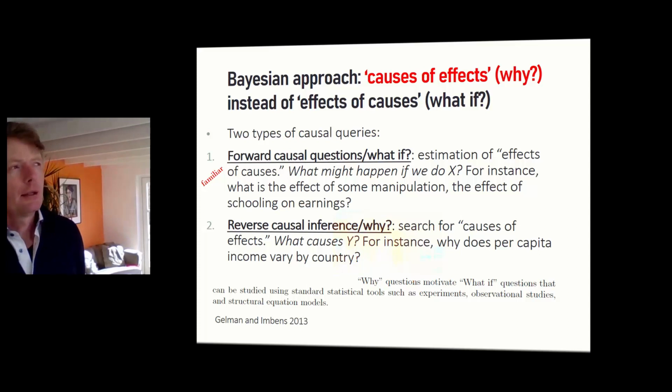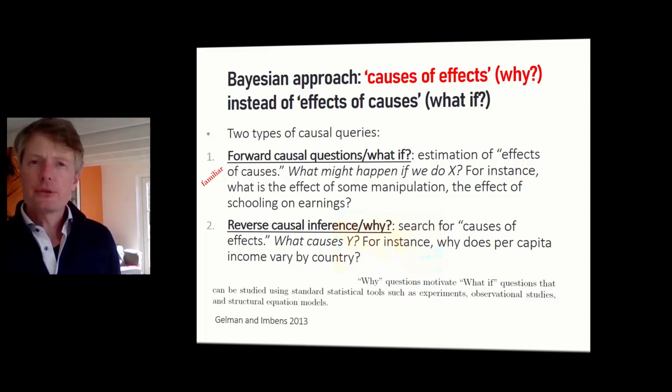And this is a different way of looking at probabilities than we are used to, because so far we addressed what-if questions, and those are called forward causal questions. This is the business of estimation of effects of causes. What happens if I pull this handle? What happens if I increase cooling? How does that affect later earnings?